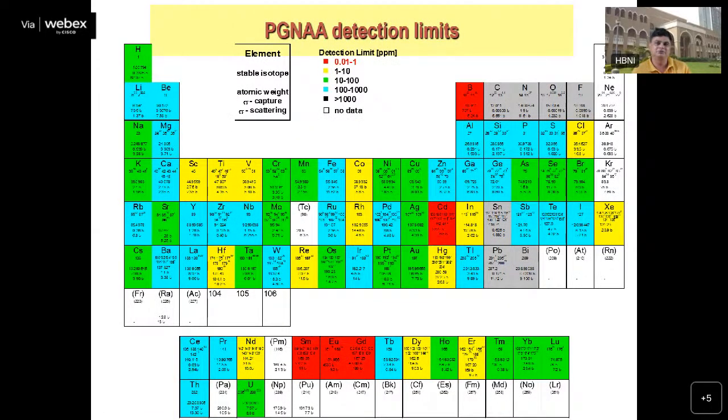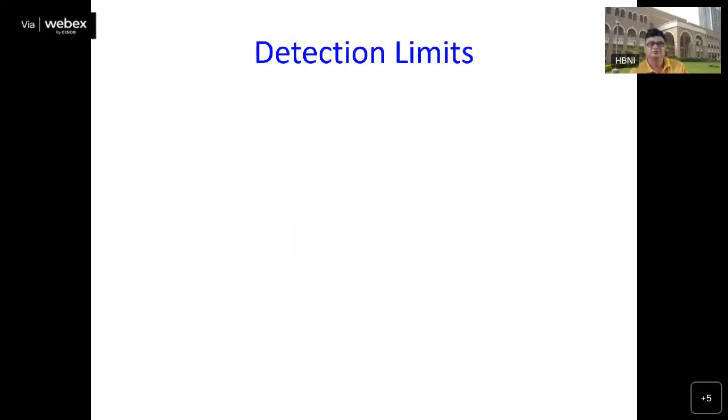Similarly, for prompt gamma neutron activation analysis, the red one has a detection limit of about 0.01 to 1 ppm, and yellow one is about 1 to 10, and green one is 10 to 100, and light green is about 100 to 1000, and the black one is more than 1000 ppm. And wherever there are blanks, there is no data existing in the literature so far.